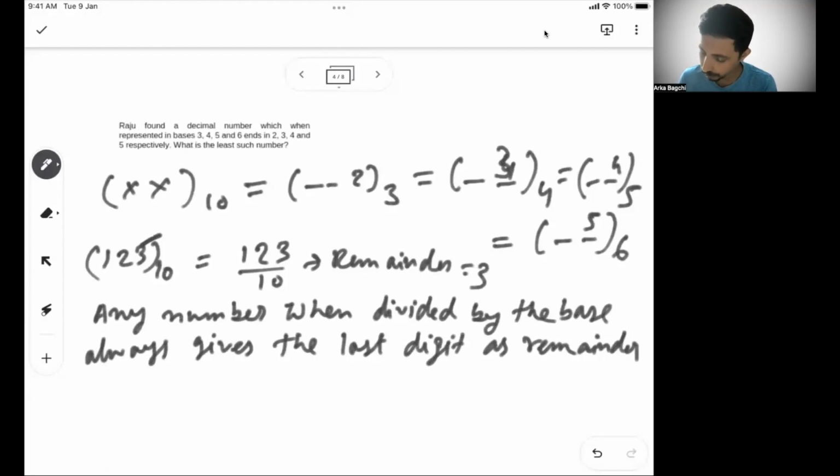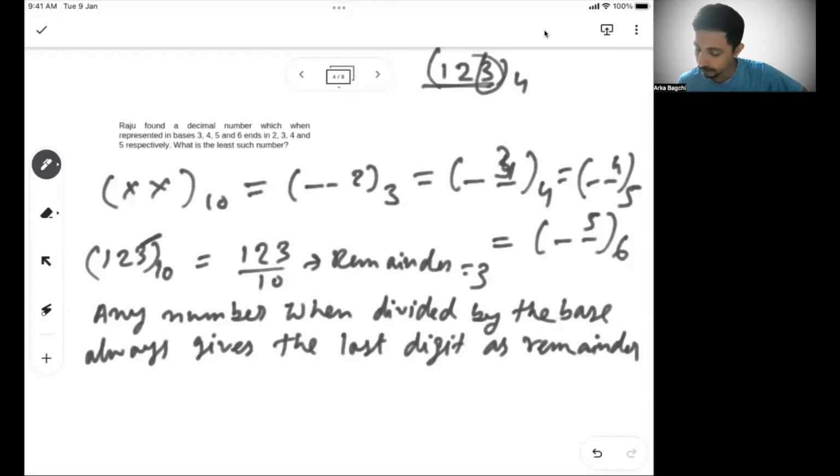So for example, if a number is in base system 4, let's say 1, 2, 3, the number is in base system 4. If you try to divide this number 1, 2, 3 by 4, you will always get a remainder of 3, which is nothing but the last digit. So the last digit is nothing but the remainder when a number is divided by the base system.